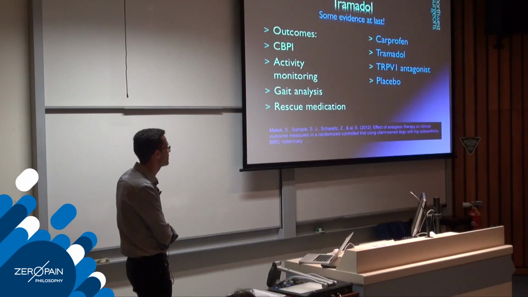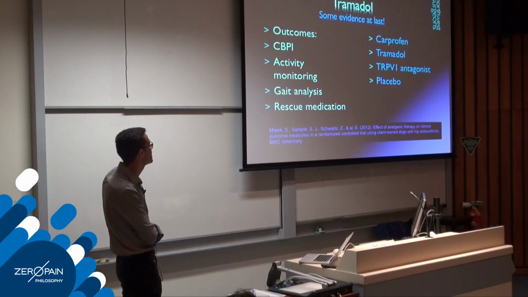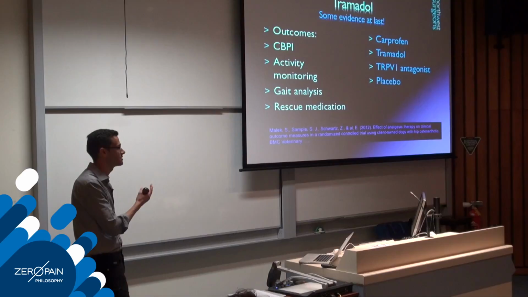These were dogs with hip osteoarthritis, and for outcome measures they used the Canine Behavioural Pain Index, activity monitors, so accelerometers attached to the dog's collars, gait analysis, and the administration of rescue medication in the study.